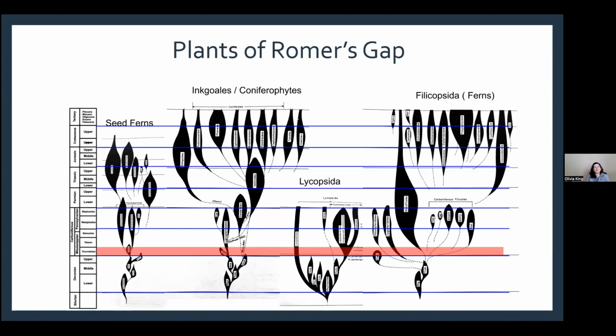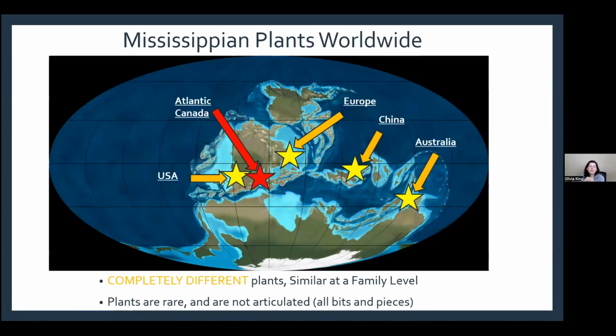In addition to that gap in your invertebrate and vertebrate realm, we also have a gap in the plants. If we look at this graph, we can see that seed ferns, basically your conifers, ferns, and lycopods, are really not very diverse in the early Carboniferous. Part of that is because there's not a lot of places worldwide we can actually find this stuff. And where we do, it's completely different, and at a family level different. So plants are rare and they tend not to be articulated.